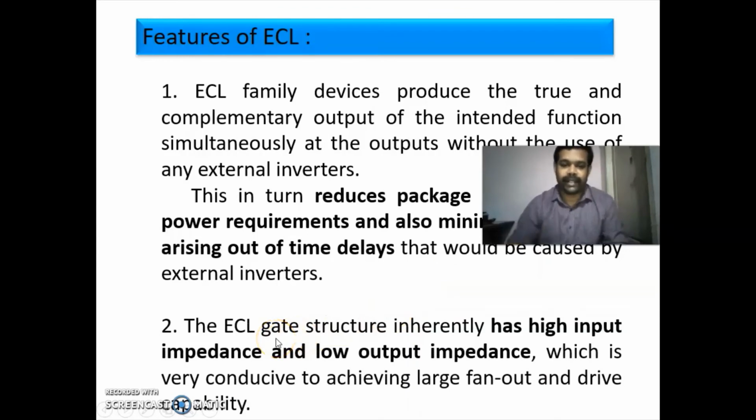This ECL gate structure inherently has high input impedance and low output impedance, which is very conducive to achieving large fan out and drive capability. So this ECL is having high input impedance and low output impedance. So the advantage of this is we can achieve large fan out and driving capability.